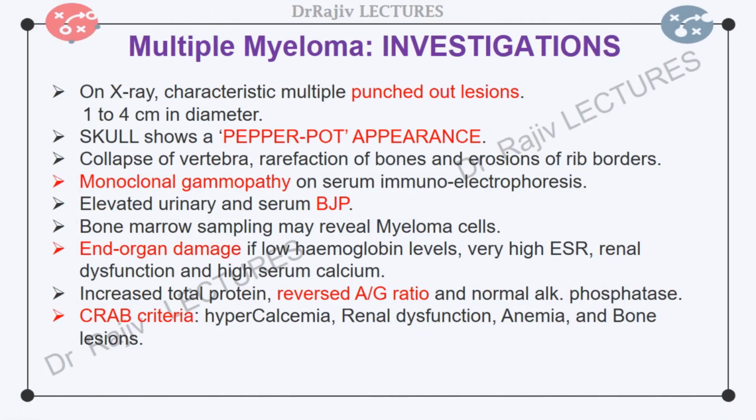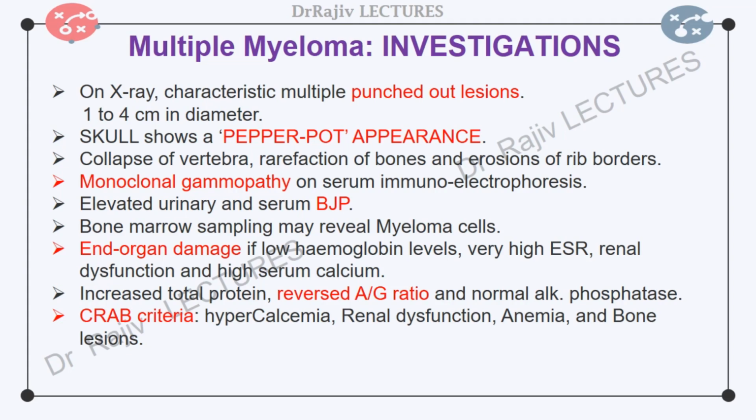On plain X-ray, characteristically, there are multiple punched out lesions, usually 1 to 4 cm in diameter, in the skull and other flat bones. The skull shows a pepper pot appearance. Also, there is collapse of more than one vertebra, commonly in the thoracic spine. Diffuse severe rarefaction of bones and erosions of the borders of the ribs.